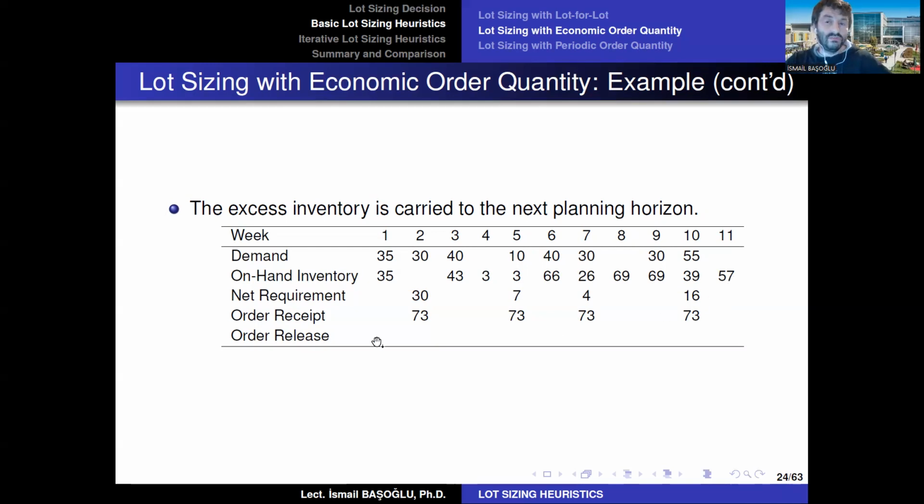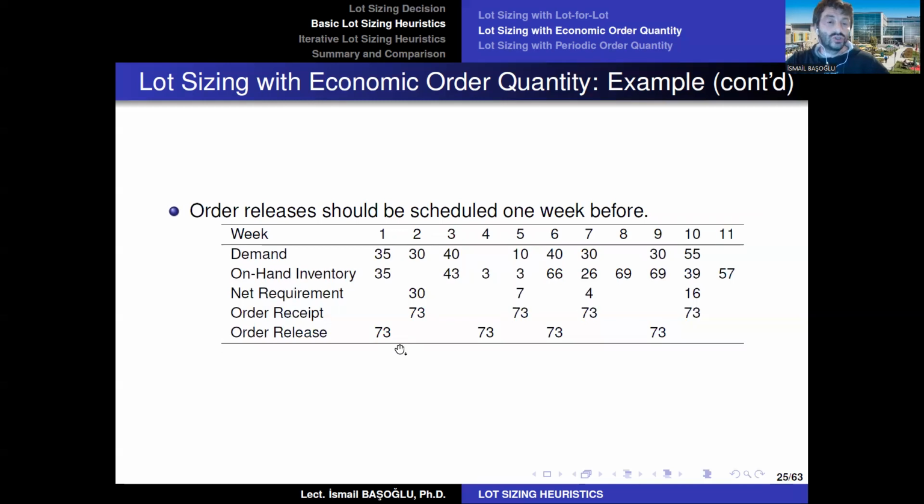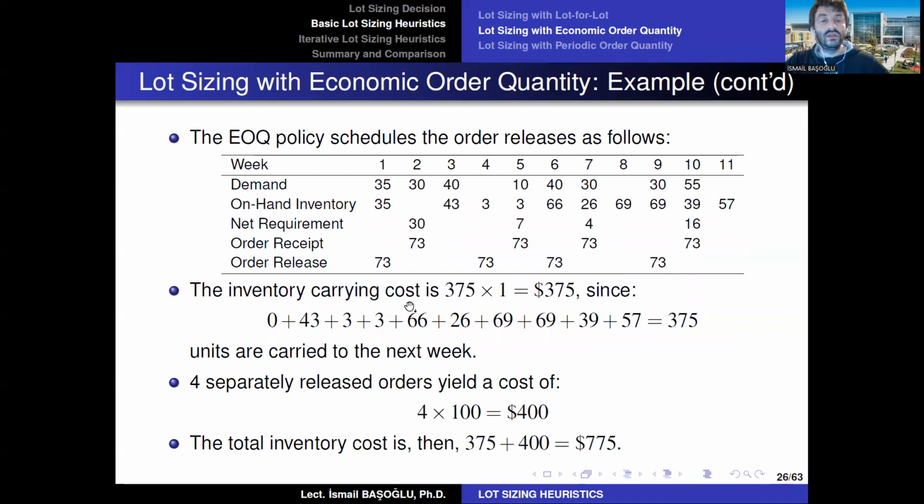Now, again, because we have a supply lead time of 1 week, in order to receive 73 units of inventory in the second, fifth, seventh, and 10th weeks, we need to release the corresponding orders 1 week earlier. So in this schedule, my friends, we will be releasing 4 separate orders. For each of them, we need to pay a fixed ordering cost of $100. So the total ordering cost will be equal to 400 associated with this plan.